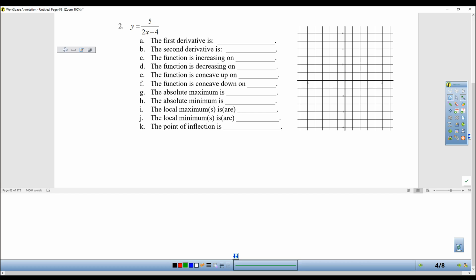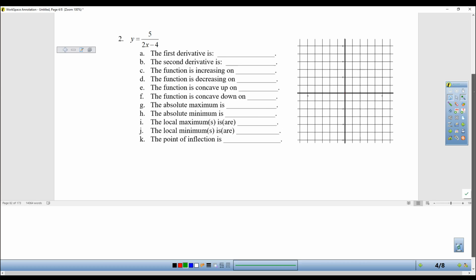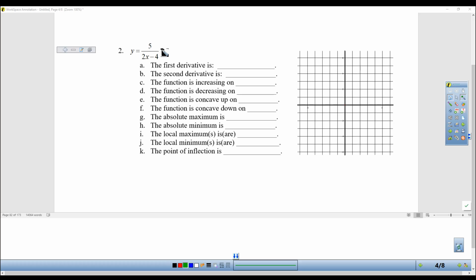So the first derivative, I personally, in order to do this derivative, am going to change the original to 5 times 2x minus 4 to the negative 1. My first derivative is going to be negative 5, 2x minus 4 to the negative 2 times the derivative of the inside. That gives me negative 10 over 2x minus 4 squared.